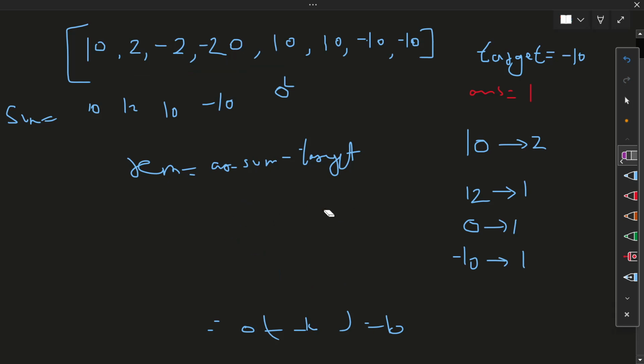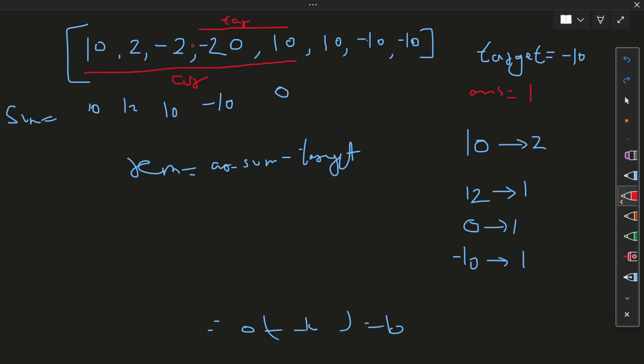Is 10 there? Yes, 10 is there. It means remainder is also there. So this is the crucial point. From this to this index we got current, and we need to find minus 10. So from this to this we got target. So current minus target, which means our remainder is 10.